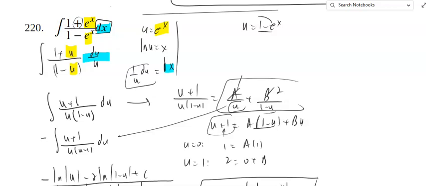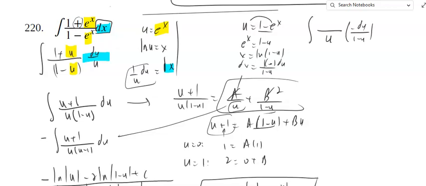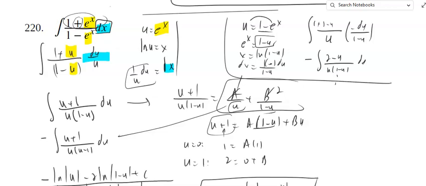Then I would have to solve for x. And here I would say dx is 1 over 1 minus u times negative du. And that integral would be 1 over u times negative du over 1 minus u. And 1 plus e to the x is 1 minus u. So that is negative the integral of 2 minus u over u into 1 minus u du. You proceed and work out this problem and you'll end up with the same answer.